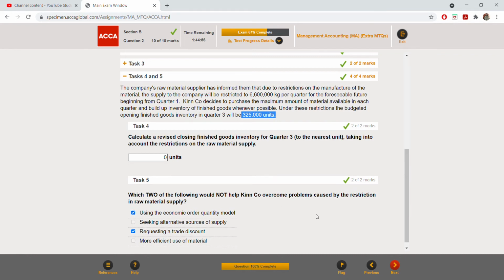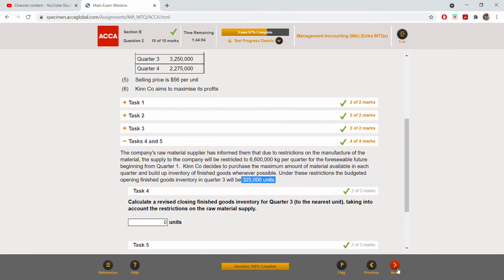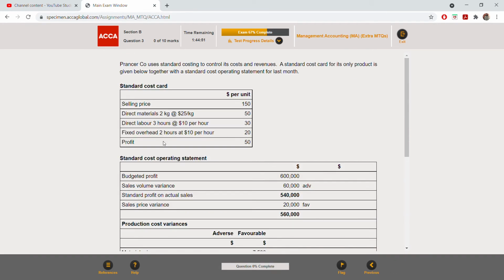Okay. So coming to the next, the last question, and the last for management accounting. Friends, a company uses standard costing to control its cost and revenue. A standard cost card for its product is given below with the standard cost operating statement of the last month. The reason why you have been given lots about standard costing and all those things is because this is one of the areas where students struggle a lot. Okay, and also the huge volume of questions comes from there.